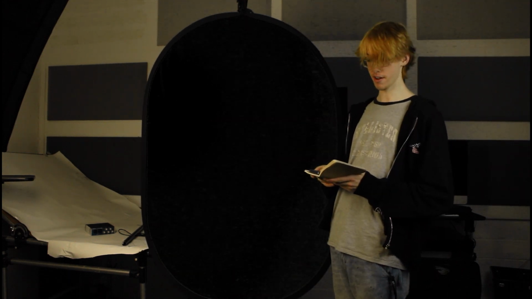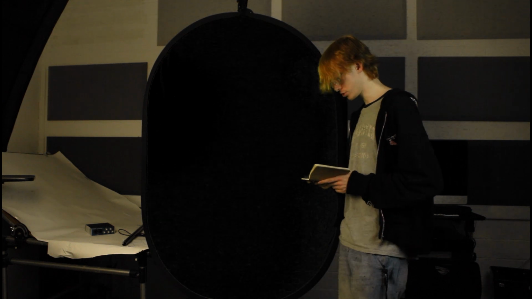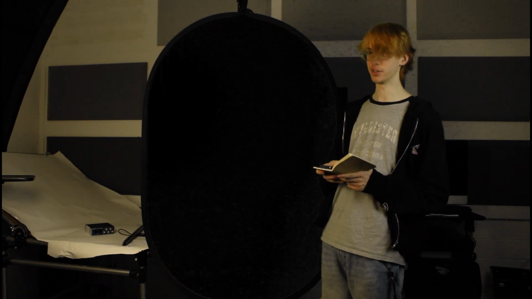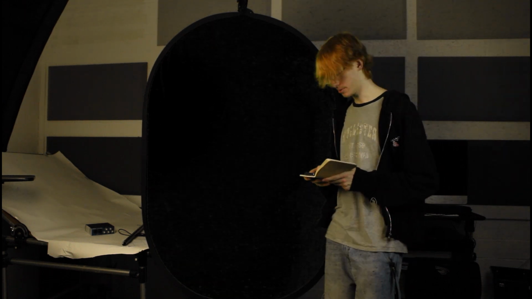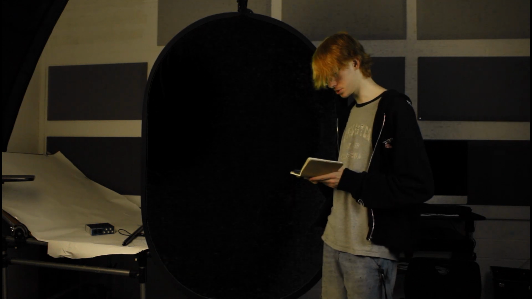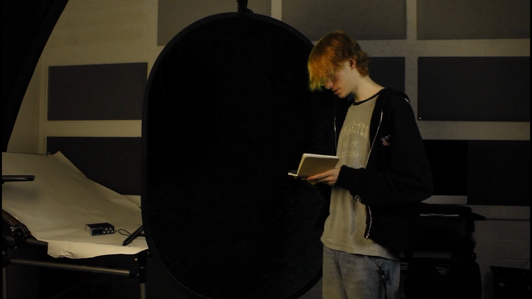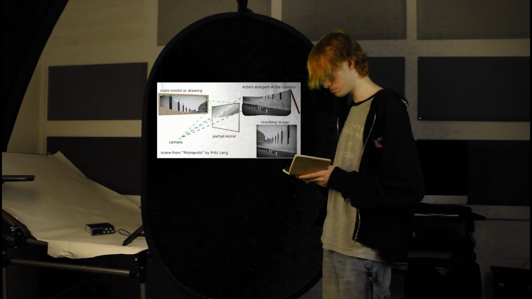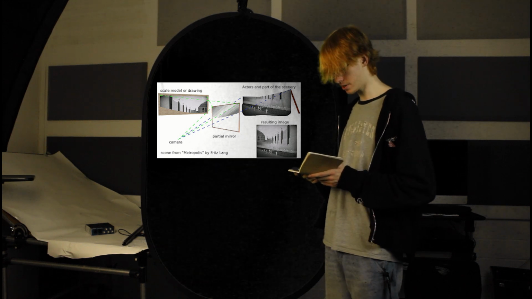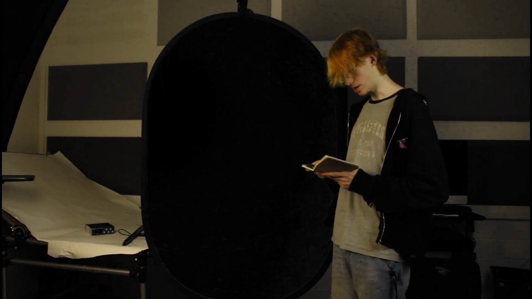1926 again. The Schüfftan process. Oh, I think I've done that the wrong way around. Anyway, the Schüfftan process was first used in the film Metropolis. This technique is a traditional method of using mirrors to combine full-scale live action and miniatures in camera.